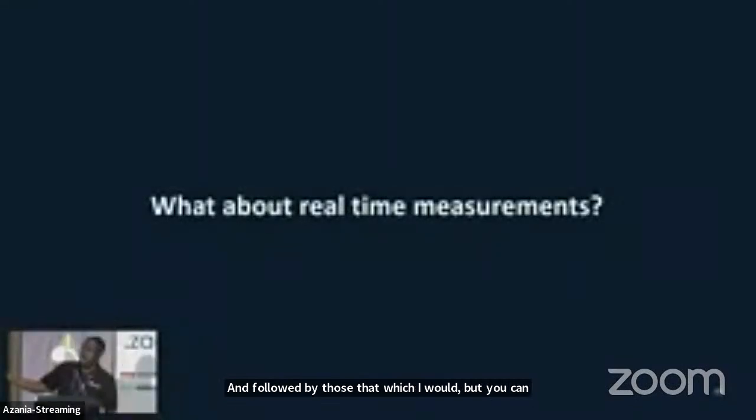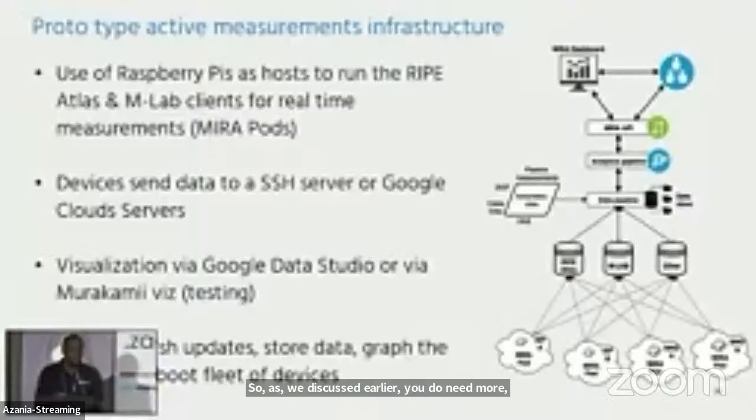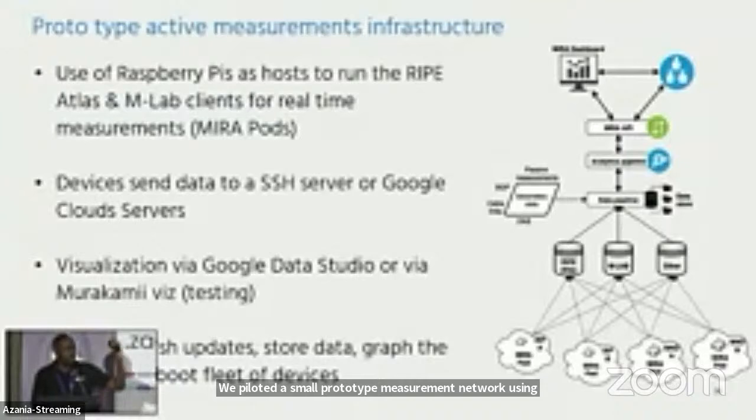You can get a lot of data and combine it, but what about real-time measurements? What if I want to know right now, today, what the speed experience is for you on your home network? As we discussed earlier, you do need more measurements. You need a way to carry out real-time measurements. We piloted a small prototype measurement network using a Raspberry Pi 4. A Raspberry Pi 4 is a small computer about the size of this remote I'm holding. It's a tiny computer, uses very low power, and is relatively inexpensive. We wanted to see whether you can deploy your own measurement infrastructure.